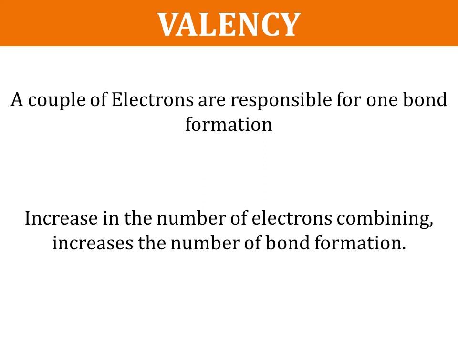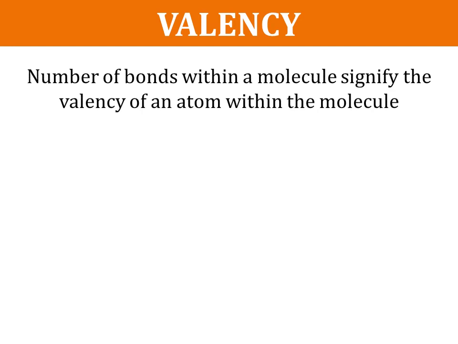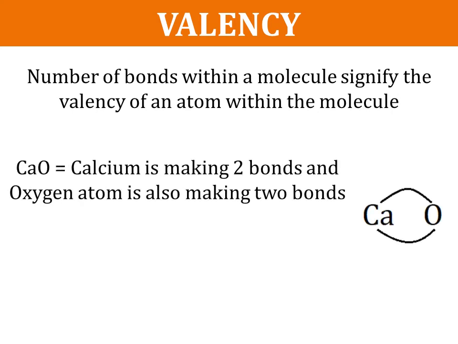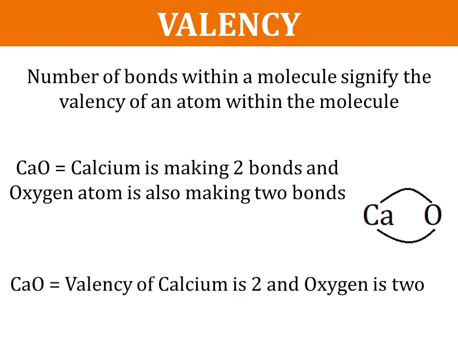Let us analyze this with an example. The number of bonds within a molecule signifies the valency of an atom within the molecule. For example, calcium oxide. Calcium is making 2 bonds with the oxygen atom, and the oxygen atom is also making 2 bonds. The structure is given over here. Thus, the valency of calcium is 2 and oxygen is also 2.